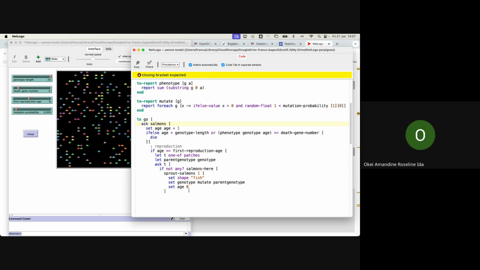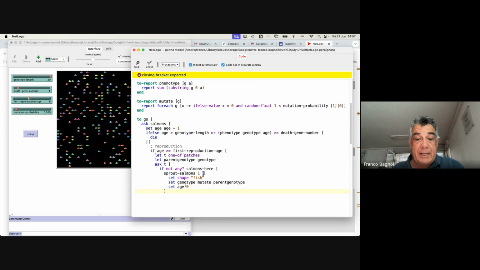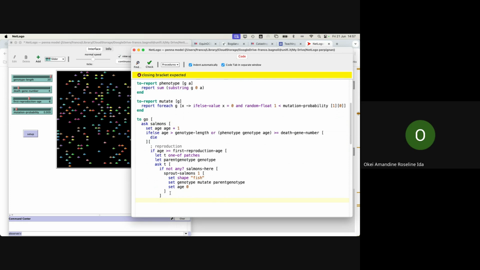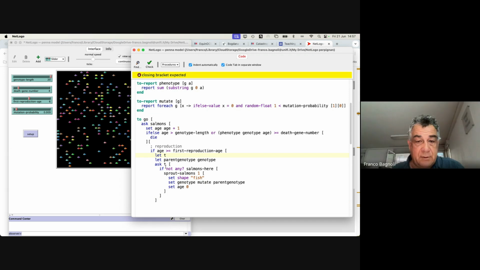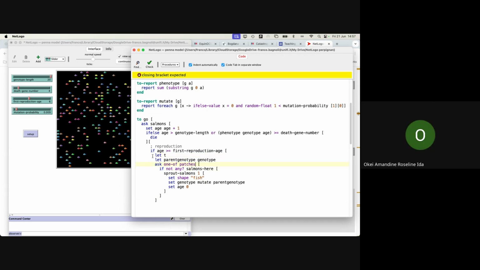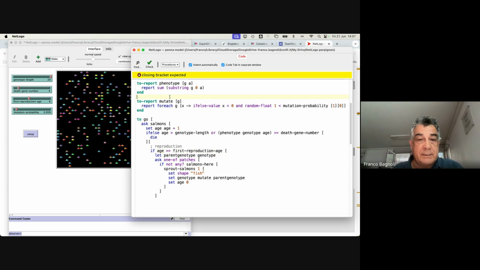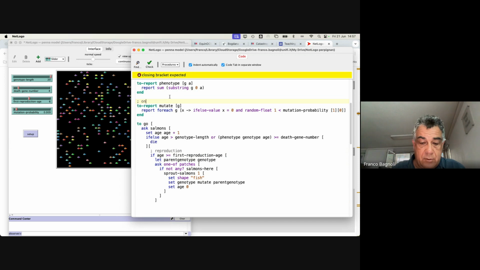Okay, so if not, sprout salmon, mutate parent genotype, set age 0, that's all. We may also remove C, we don't need it because it's quite clear. So we can write here only bad mutations.